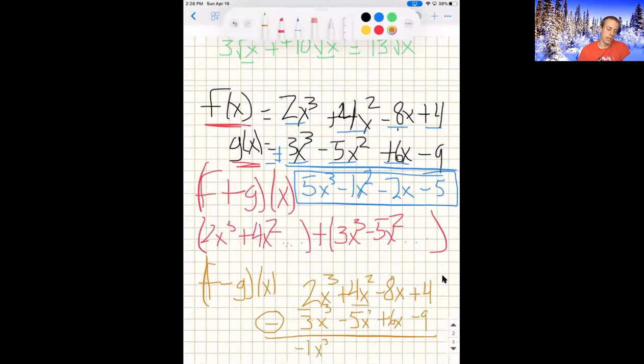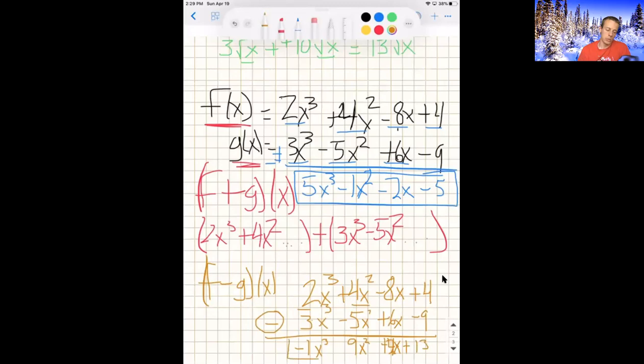We're going to do 4x squared minus negative 5x. So 4 minus negative 5 is really 4 plus 5, where we get 9x squared. Then we have negative 8x minus 6x. That's going to be minus 14x. Apologize, negative 8 minus 6. And then 4 minus negative 9 is going to be a positive 13, so plus 13.